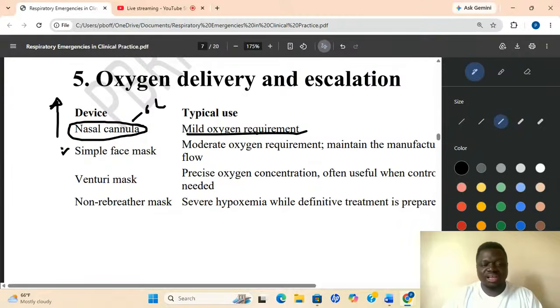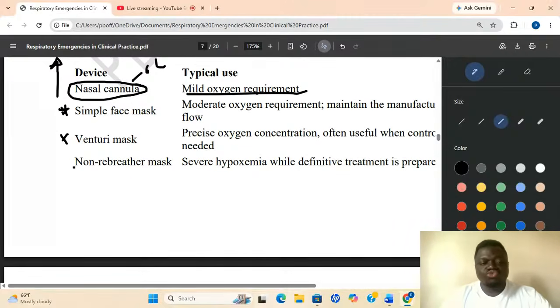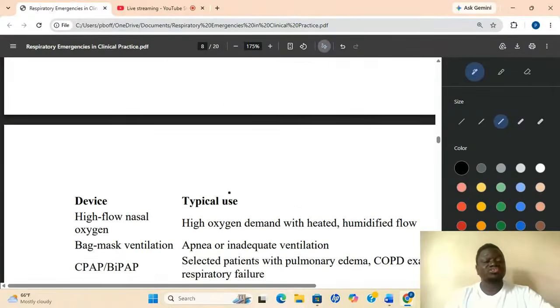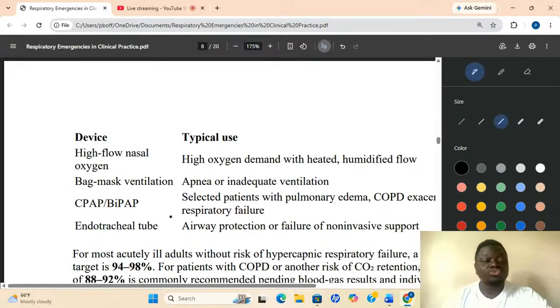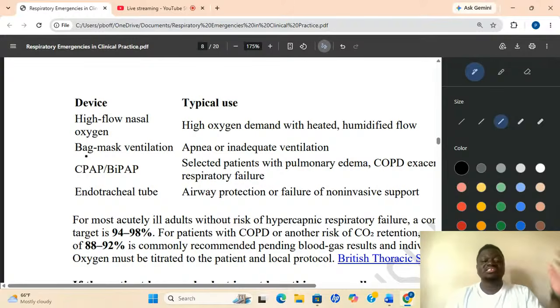Change to a simple face mask. It's still failing. Patient is complaining. Let's go to what? Venturi. Increase the oxygen flow rate. Okay. Let's go to what? Non-rebreather. When we get to this stage and you are still having hypoxemia or you are still having issues, we now switch you to what? In the hospital, you may call the emergency response, but that is going to delay, and the patient will crash on you and die.